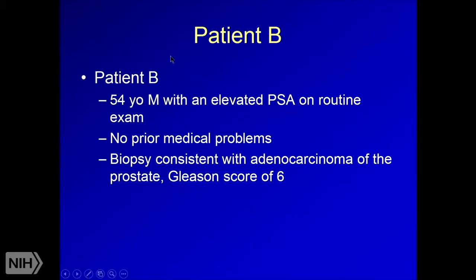So a second example is patient B. This is a prostate cancer case, a 54-year-old male who has an elevated PSA on routine screening, no history of prior medical problems, and then has a biopsy performed, which is consistent with an adenocarcinoma of the prostate with what's called a Gleason score of 6, which is the low-risk version of prostate cancer.